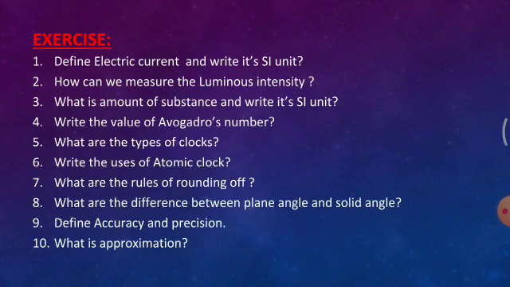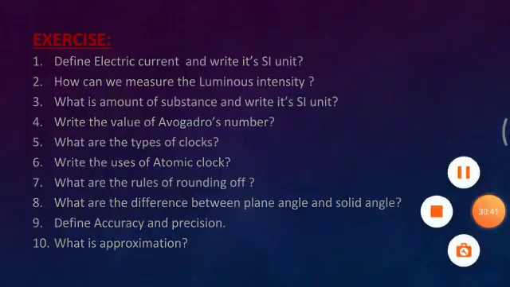Exercise. Define electric current and write its SI unit. How can we measure luminous intensity? What is amount of substance and write its SI unit? Write the value of Avogadro's number. What are the types of clocks? Write the uses of atomic clocks. What are the rules of rounding off? What is the difference between plane angle and solid angle? Define accuracy and precision. And what is approximation?